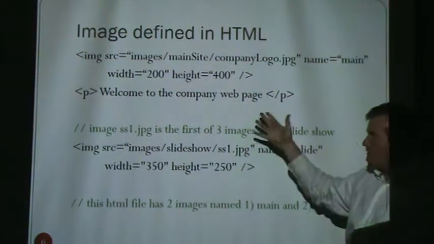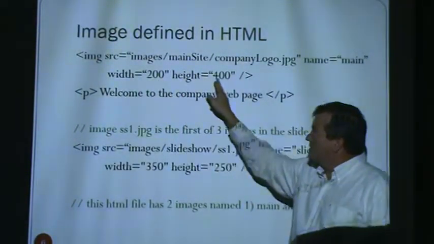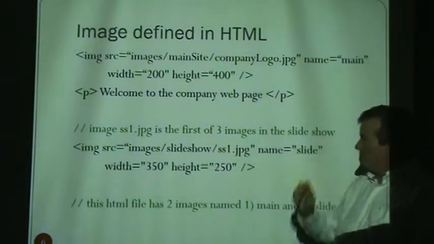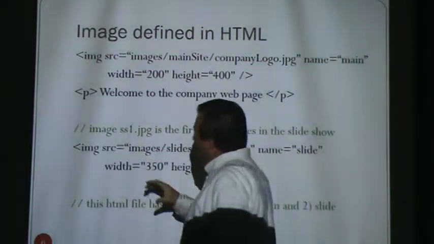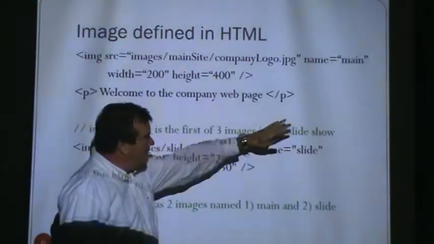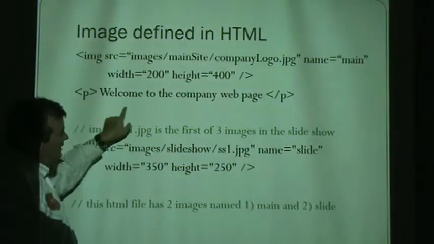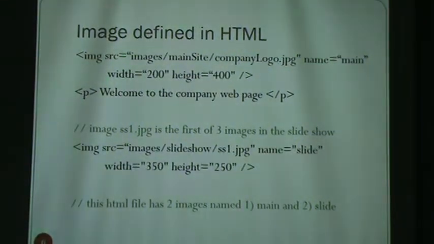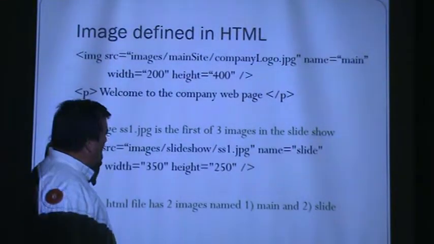You could say how big is the picture. The width is 200 pixels. The height is 400 pixels. So that would be a thin, tall picture. Okay, so that would display the picture. Then you could say, welcome to the company webpage. That's a paragraph. And this paragraph has no name, so we're probably not planning to do any JavaScript in changing the color, but that's okay.